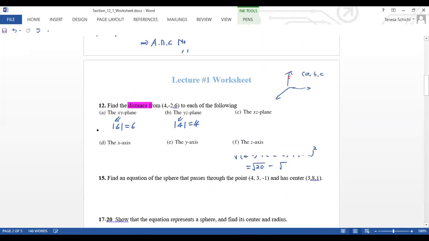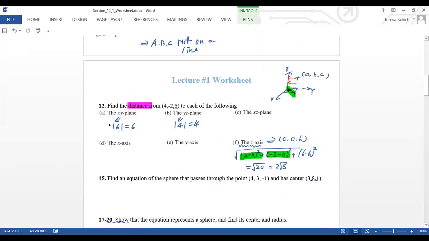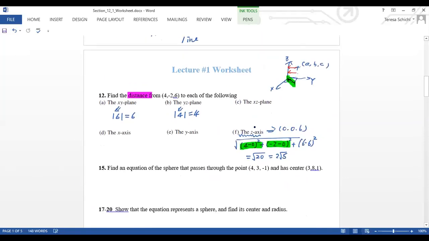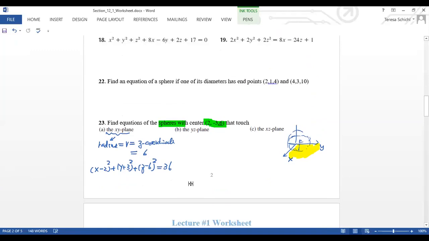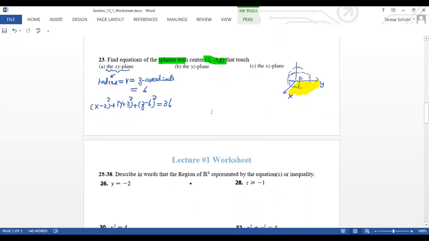Okay, so this is very similar to what we did for the previous ones, the distance. Basically this is similar to number 12, where we want to find the distance to the XY plane. So this distance right now is the radius, so that's why R equals 6. That's how you get the spheres here. Okay, so now you can finish the remainings here.